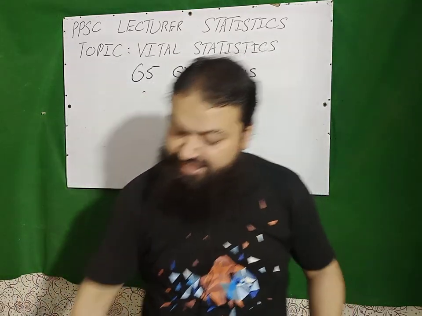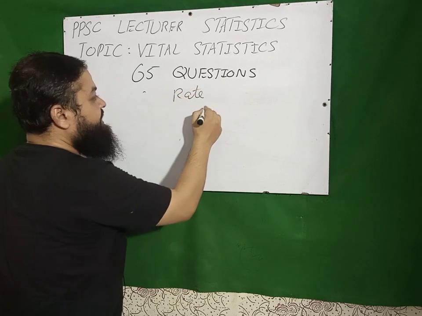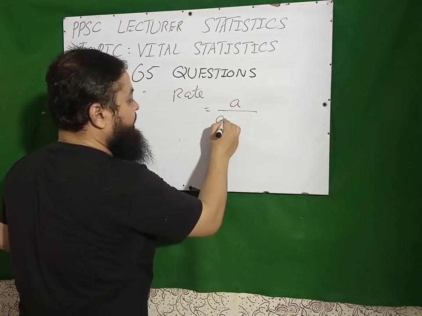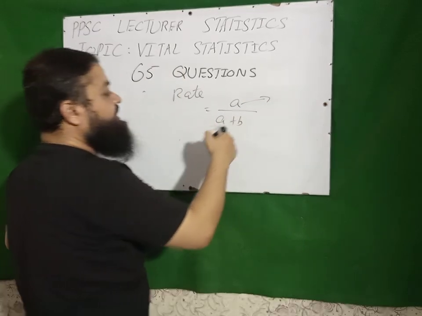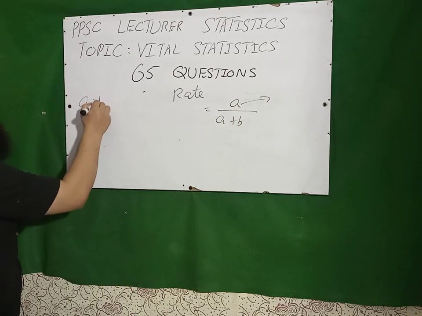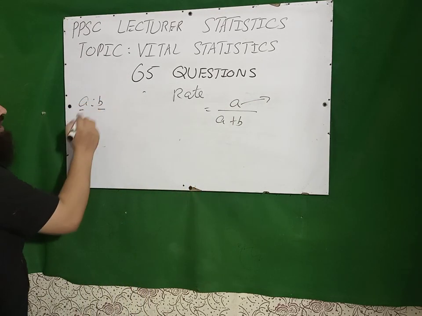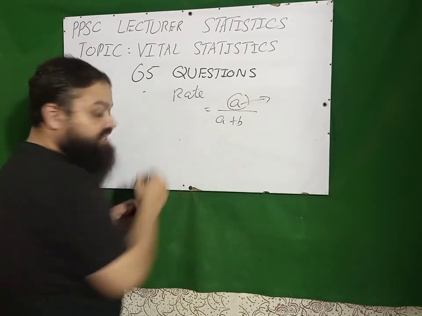Next question is, what is rate? It is also used for comparison. Its formula is A over A plus B. For example, A is number of males and B is number of females. And in ratio, what did we do? A to B: number of females to number of males. But now, the total number in which we are interested, over the total. It is rate.